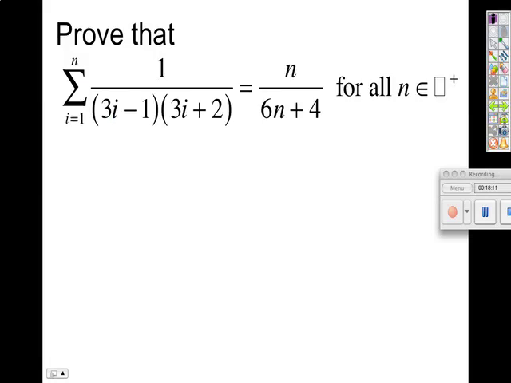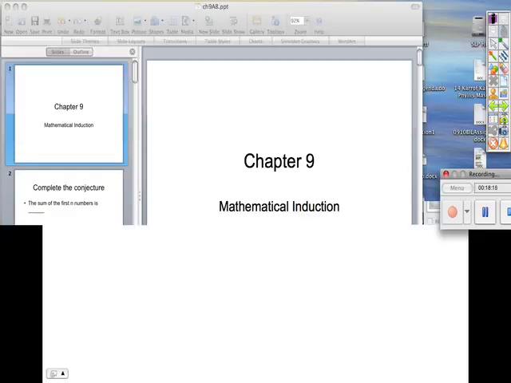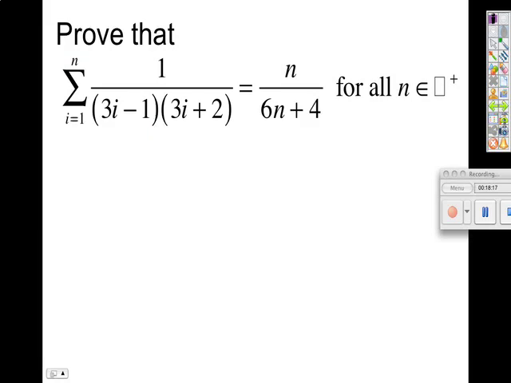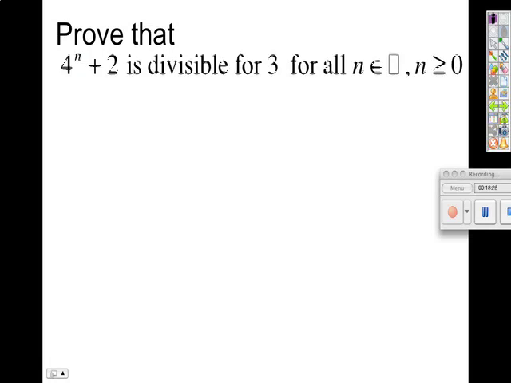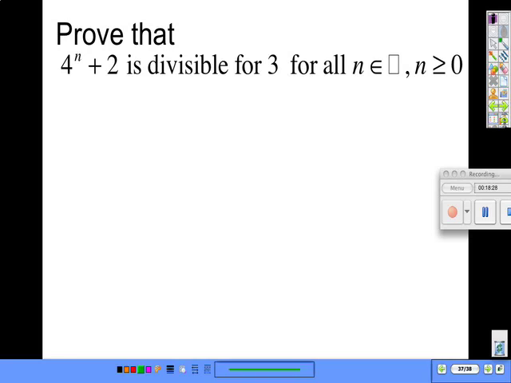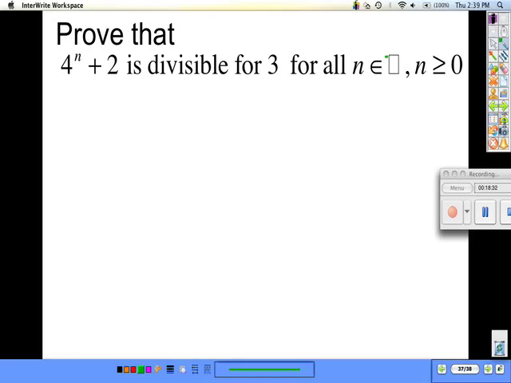This example you can read about in the book if you like. If you want me to go through it with you, just feel free to come in and ask. I will go through this example, prove that this is true for all n in the positive integers, or where n is in the integers, but also that n is greater than or equal to 0. So essentially this is the positive integers with 0 included.